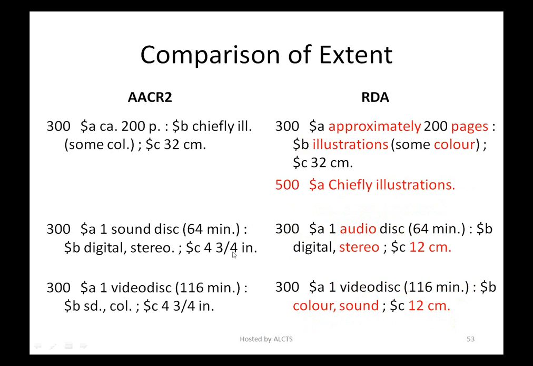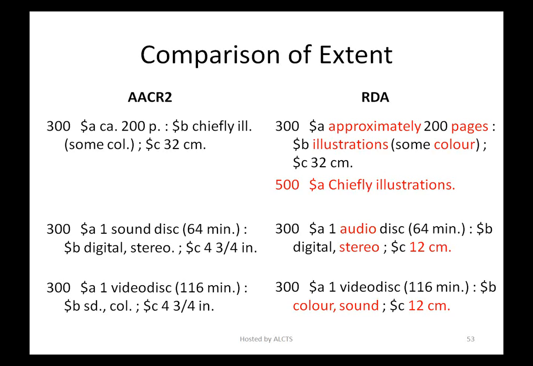One change from AACR2 is that we no longer can say chiefly ill. in the 300 field. There's no way to express that in RDA in extent. They didn't provide an option for that. So if you need to bring that out, you'd have to give that in a note. And note that things like stereo and mono are no longer considered abbreviations. They're just words. And notice in the last example, because of the way the elements are recorded in RDA, we end up reversing sound and color in the order that we record them.